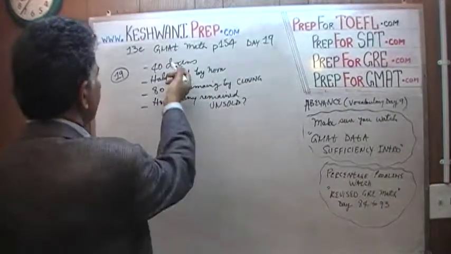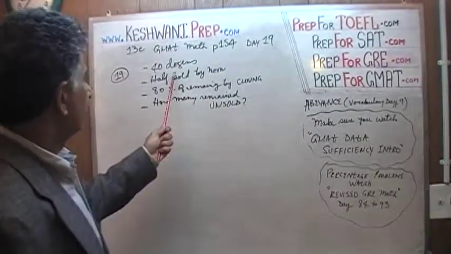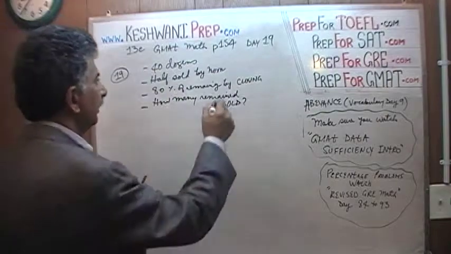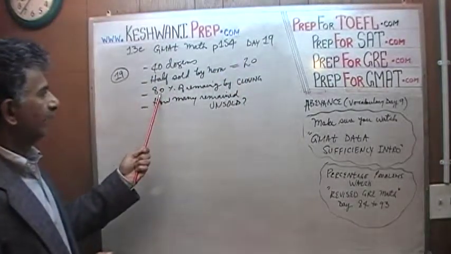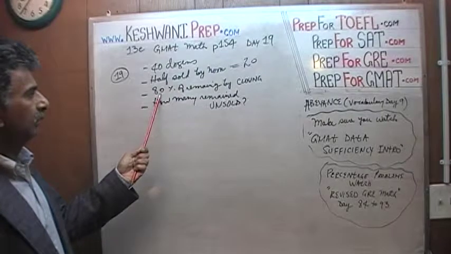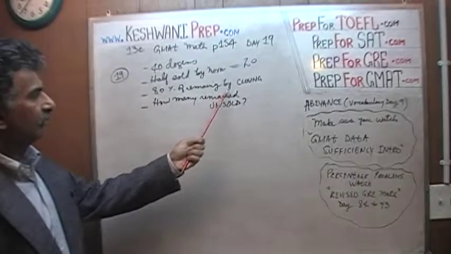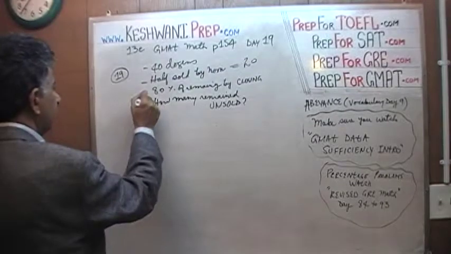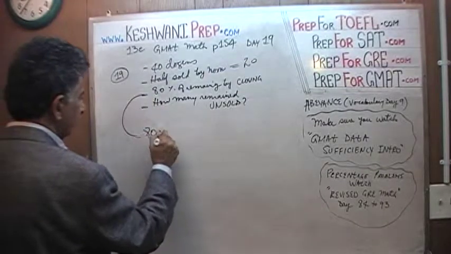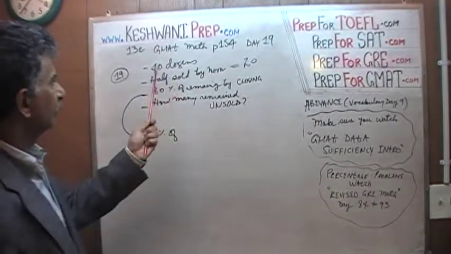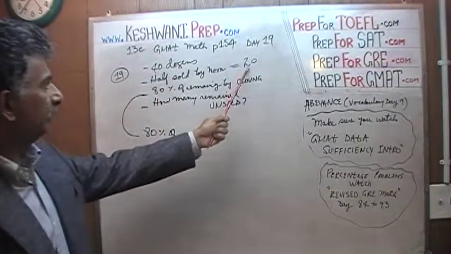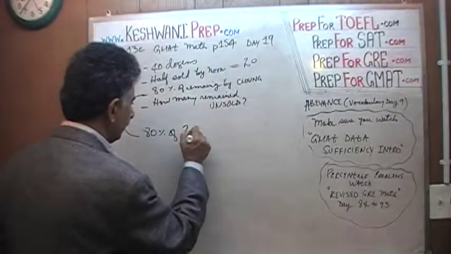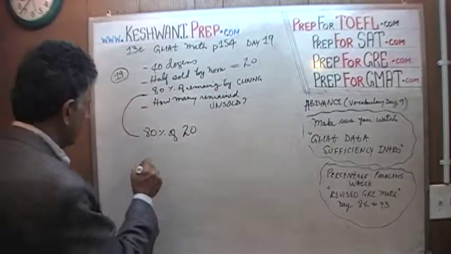So he had 40 dozen. Half of them were sold by noon. Well, that means 20 were sold by noon. Then we are told that 80% of the remaining were sold by the closing. So what is 80% of the remaining? Well, the remaining is 20. We start out with 40. He sold half of them by noon, which means he has 20 left over. We have to figure out what is 80% of 20.